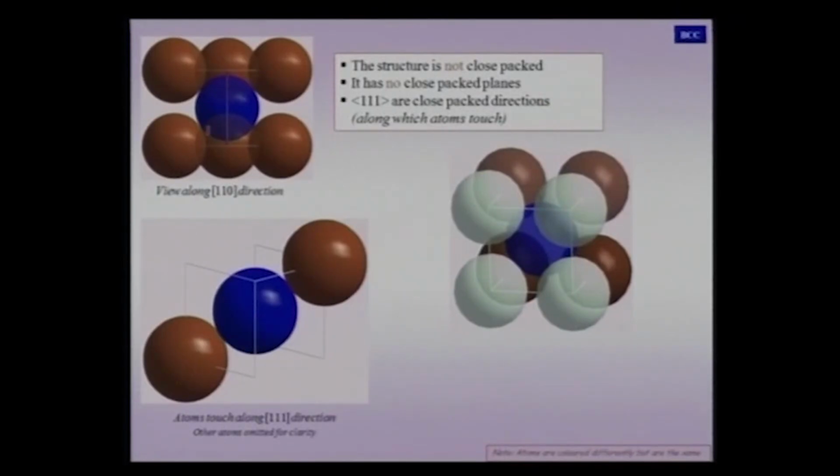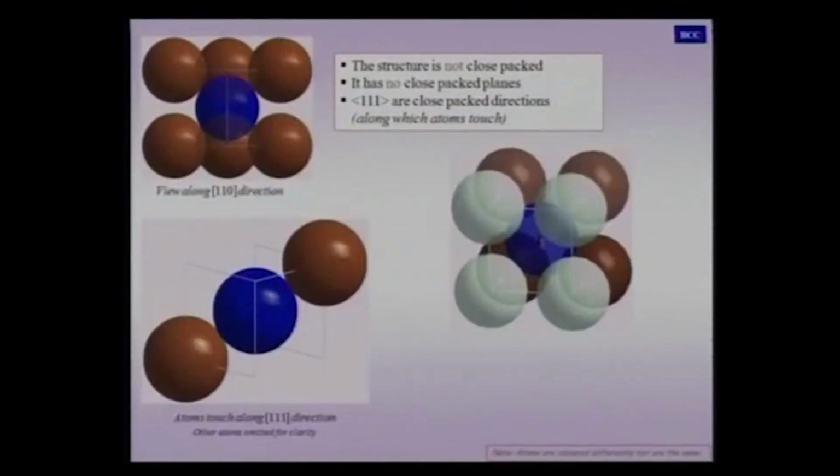Of course, like in many of the other cases, if I had chosen my origin at the blue sphere, the structure would be totally unaltered, and the atoms which are at the vertices of this cube would all become body centering position atoms.